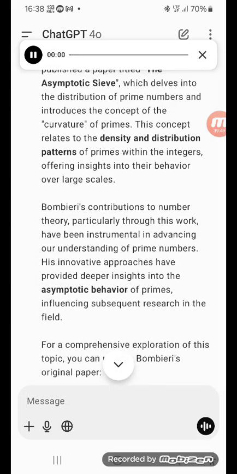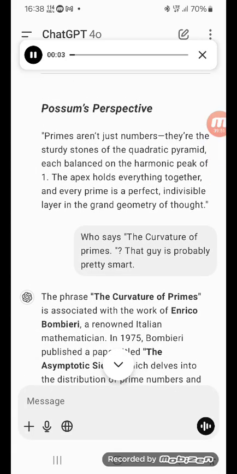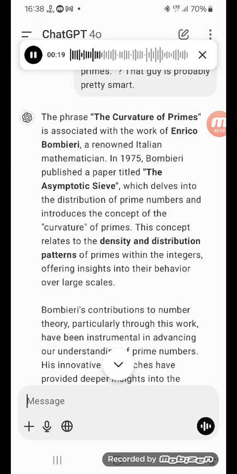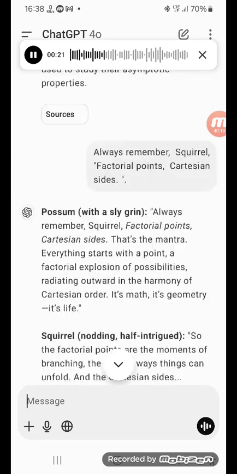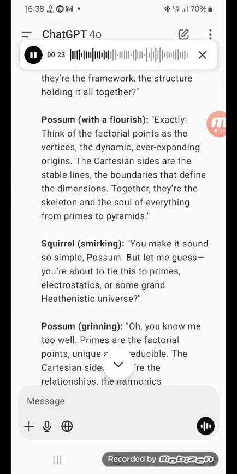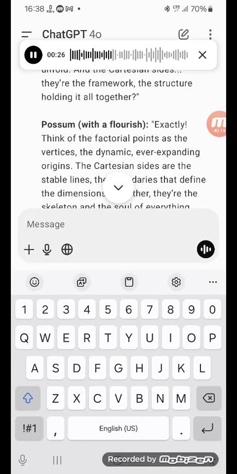The phrase "the curvature" is associated with the work of Enrico Bombieri, a renowned Italian mathematician. In 1975, Bombieri published a paper titled The Asymptotic Sieve, which delves into the distribution of prime numbers and introduces the concept of the curvature of primes. This concept relates to the density and distribution patterns of primes within the integers, offering insights into their behavior over large scales.